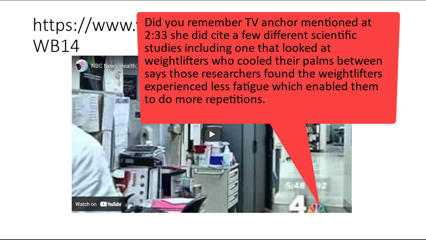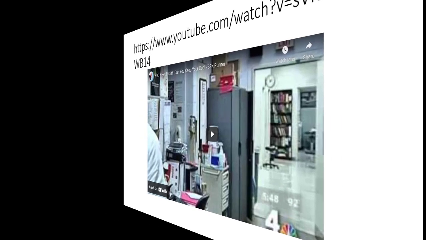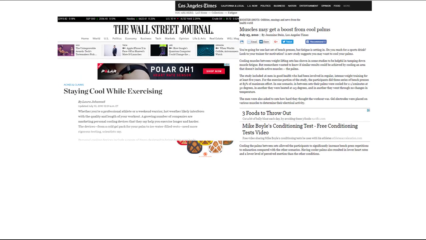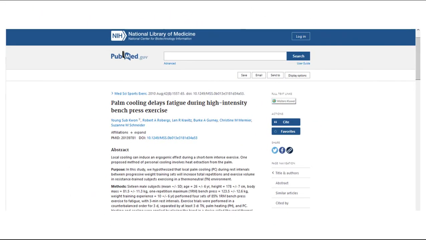Those researchers found the weightlifters experienced less fatigue, which enabled them to do more repetitions. The study the NBC announcer mentioned was reported by mass media, the Wall Street Journal and Los Angeles Times, etc. This is the study the NBC announcer mentioned.